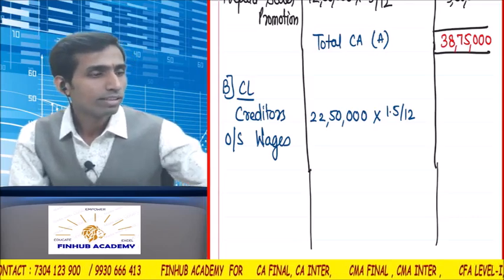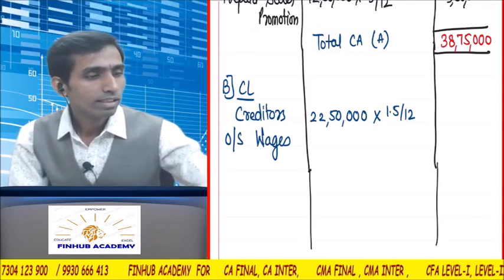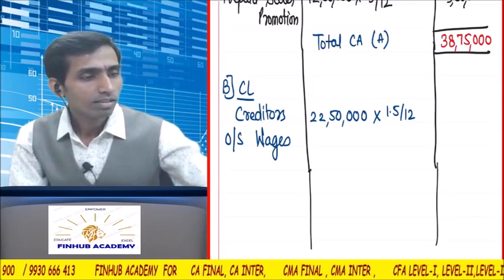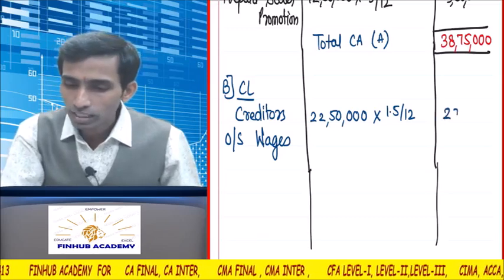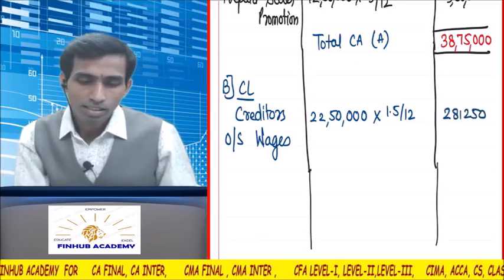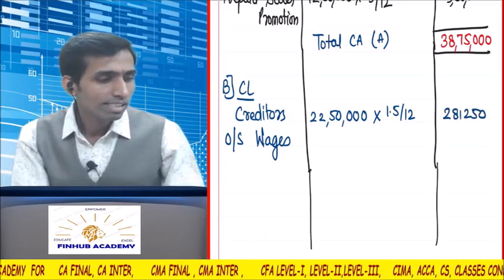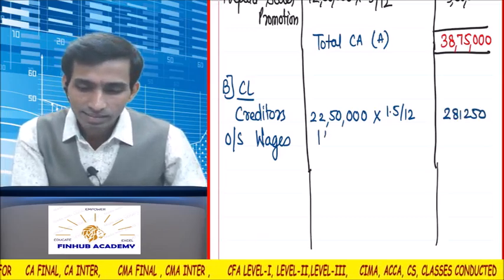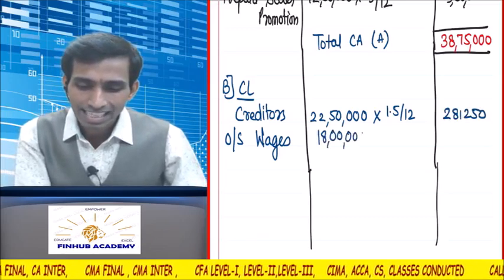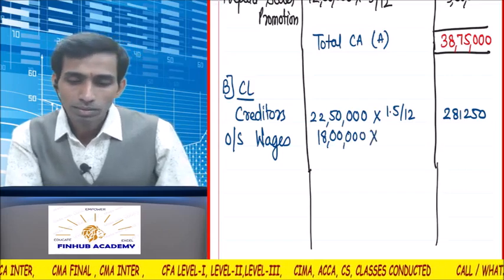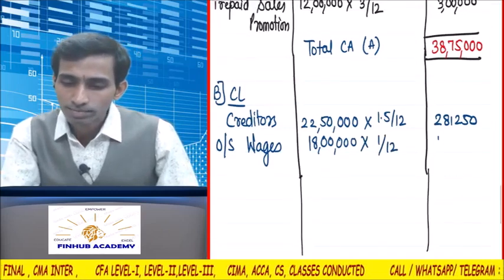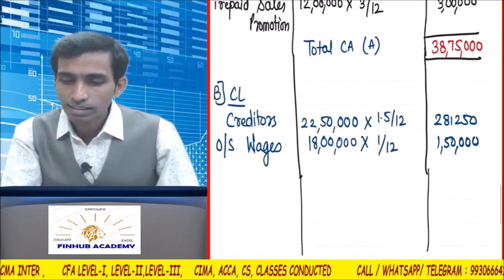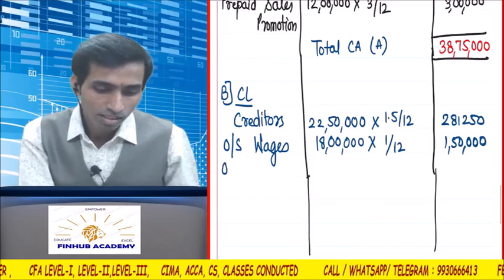22 lakh 50,000. 2 lakh 81,250. Outstanding wages. Wages is how much? 18 lakhs, multiplied by 1 by 12. 18 divided by 12 is 1 lakh 50,000.